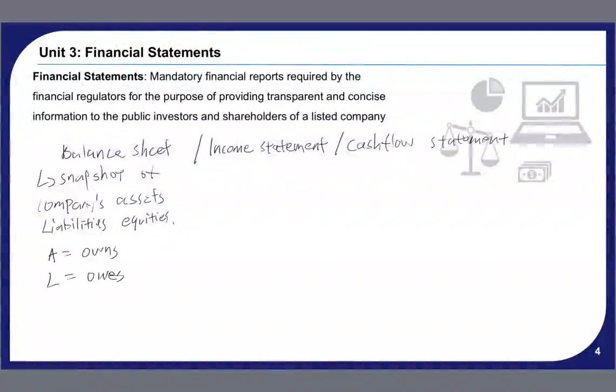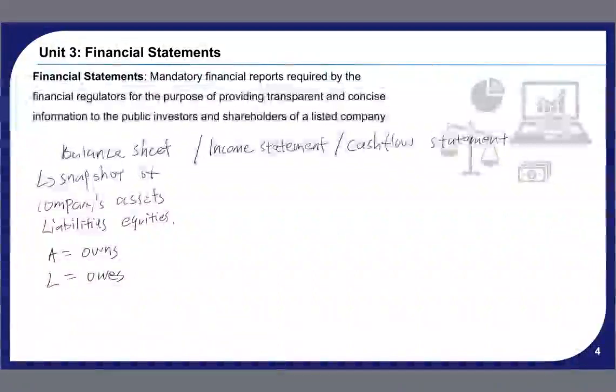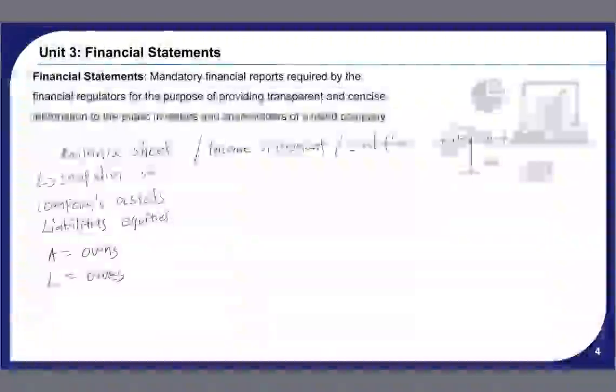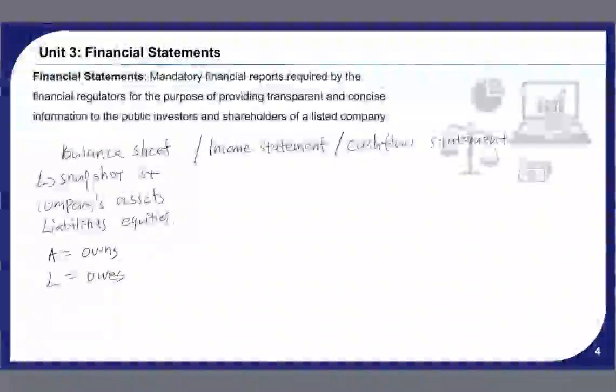So if a company, let's say, has some sort of loan outstanding from a bank, that goes under liabilities. Then you can have a general idea, if you have a snapshot of the company's assets and liabilities, I won't go in too much with equities here just to make things simple, of whether this company owns more stuff or owes more stuff.